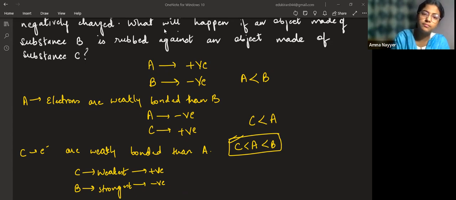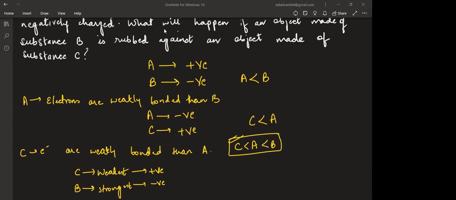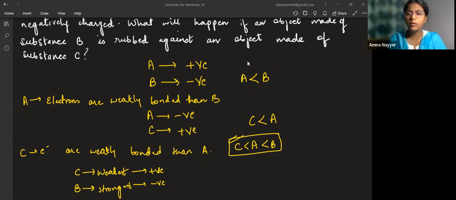Clear or not? Okay. Note it down. If anyone wants to note down the question also, let me know if you haven't. Otherwise, note down the solution, then we'll start with charging by conduction.